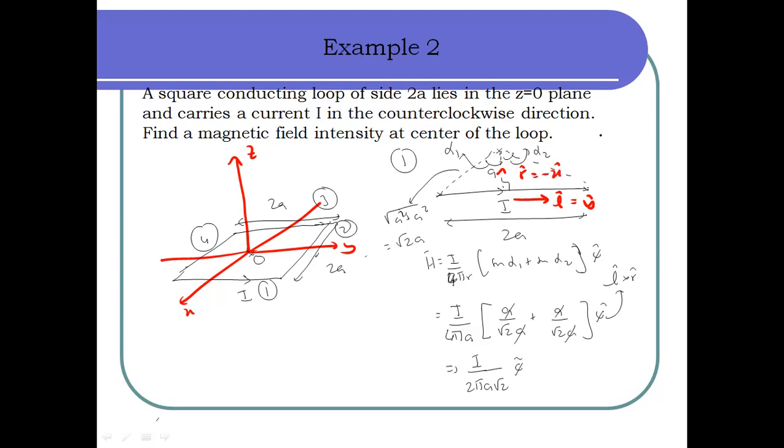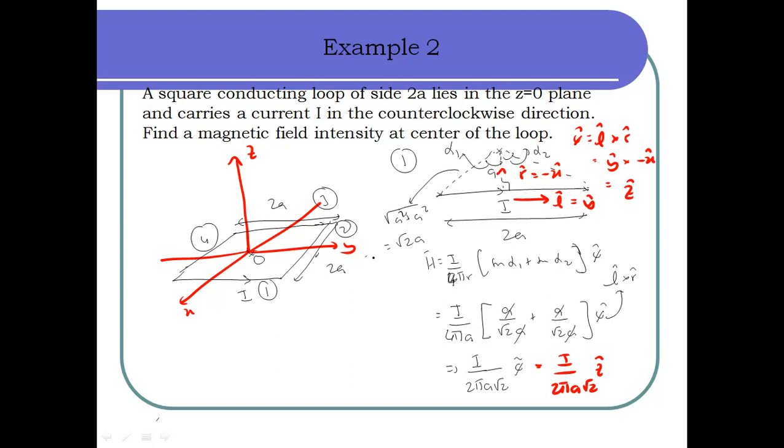So the phi direction is L cross R, which gives y cross negative x. What should be the result of this cross product? We know that the direction will be in the z direction. So we can write that the H field will be I divided by 2 pi A square root of 2 in the direction of positive z. This is what we obtained for the first side of the square loop.